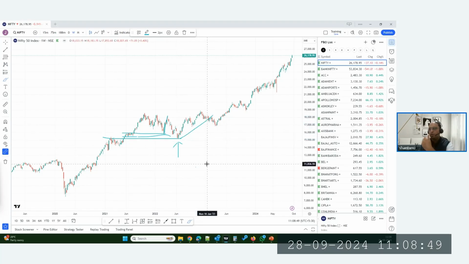So this is how you will be first analyzing the trend, then identifying support and resistance based on role reversal, previous swing low, previous swing high, whatever you choose, any two of them.